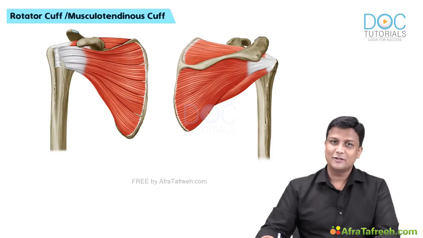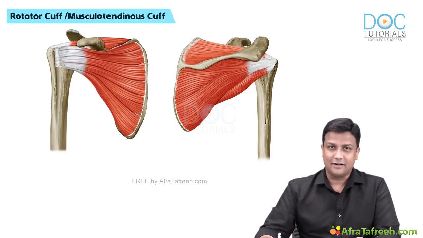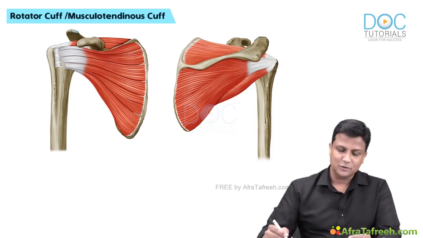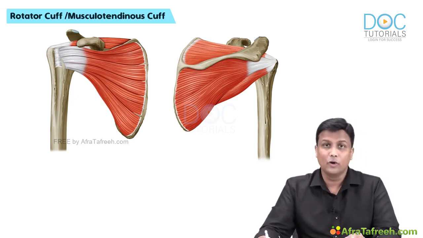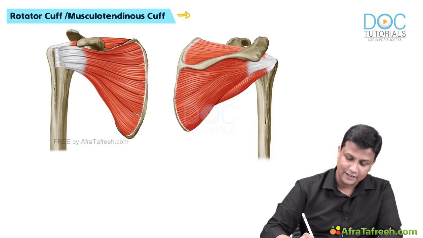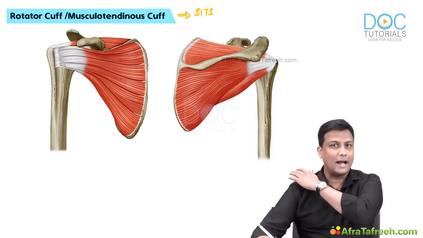Now moving towards the next topic, guys. The next topic is the rotator cuff. The rotator cuff is also known as the musculotendinous cuff. And I hope every student remembers that the rotator cuff, or musculotendinous cuff, is made up of totally 4 muscles. And there is a very famous mnemonic for that one, that is SITS, the SITS muscles.